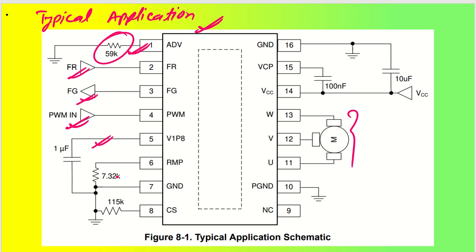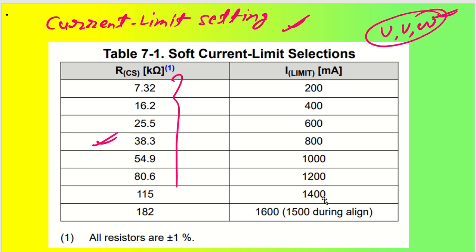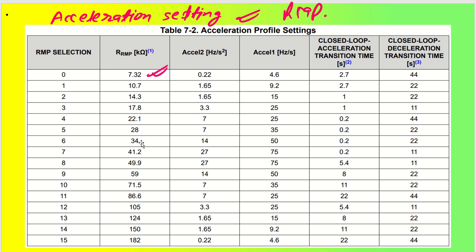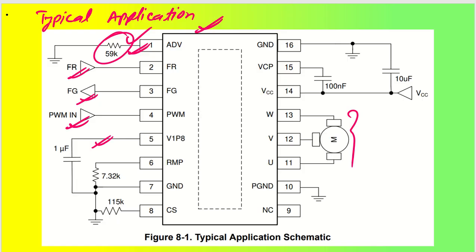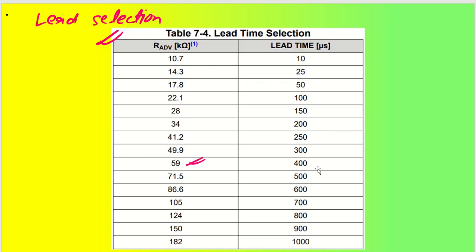Sorry, this was your lead angle setting. So the lead angle setting was 59 kilo ohm. Then we have the ramp rate setting, that is your acceleration profile. Then we have the current limit setting, which is 115 kilo ohm. Based on the value of each resistor, we can see what the current limit is. So 115 means 1400 milliamperes maximum, which is not recommended from the beginning itself. The acceleration profile setting was 7.32 kilo ohm, which is the lowest one, and 59 kilo ohm is your lead angle setting. So the lead angle setting of 59 kilo ohm is nothing but 400 microseconds.